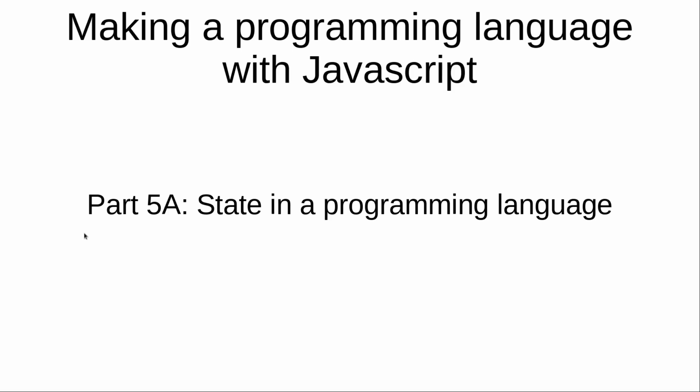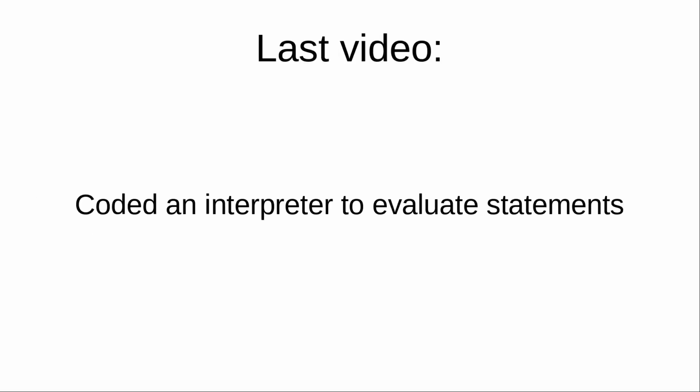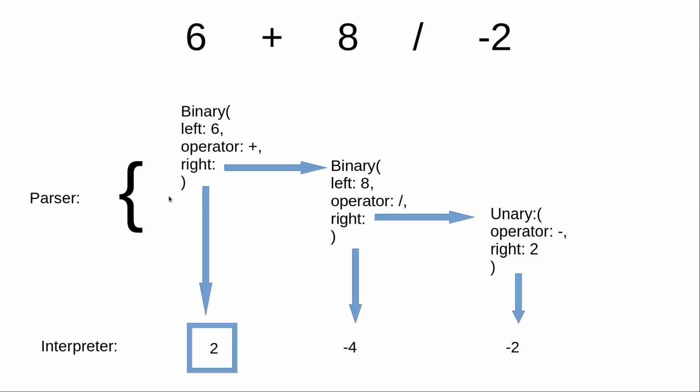Let's get started. In the previous video, we coded an interpreter to evaluate statements. So basically, this was our interpreter. We were able to evaluate what our parser determined this to be. So some binary and unary expressions, and then we got 2 as an answer for this expression here. So that's what our interpreter did. It is basically like a fancy calculator.